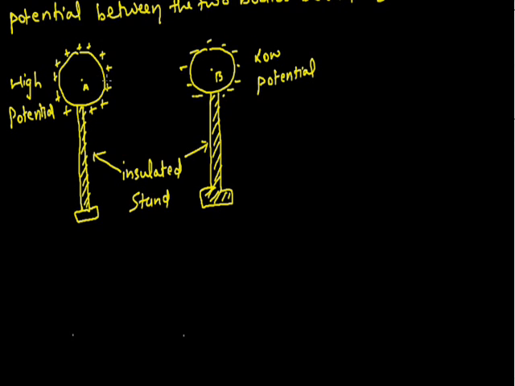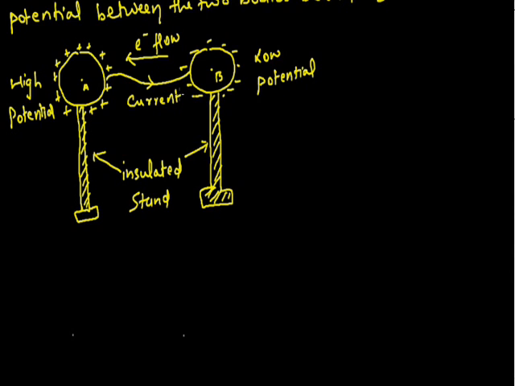And if we connect these two bodies with a metal wire, the direction of flow of electrons is from B to A, which is from low potential to the higher potential, and the flow of electric current is from body A to B, which is from higher potential to the lower potential. The flow of electric current stops when the two bodies come to the same potential.